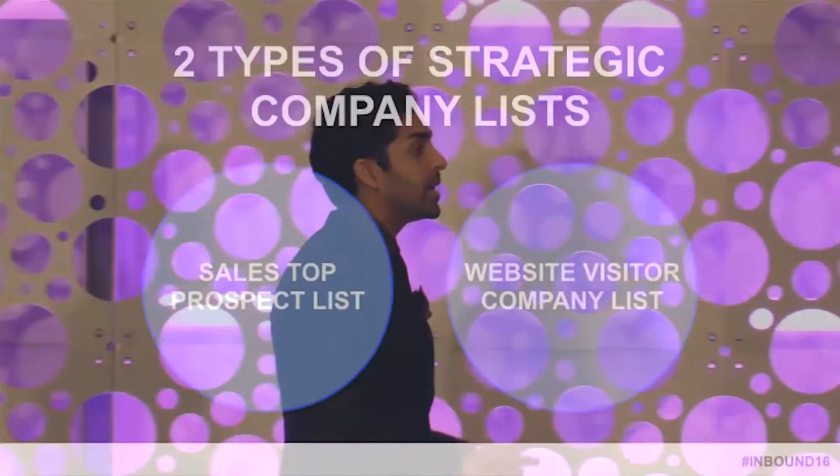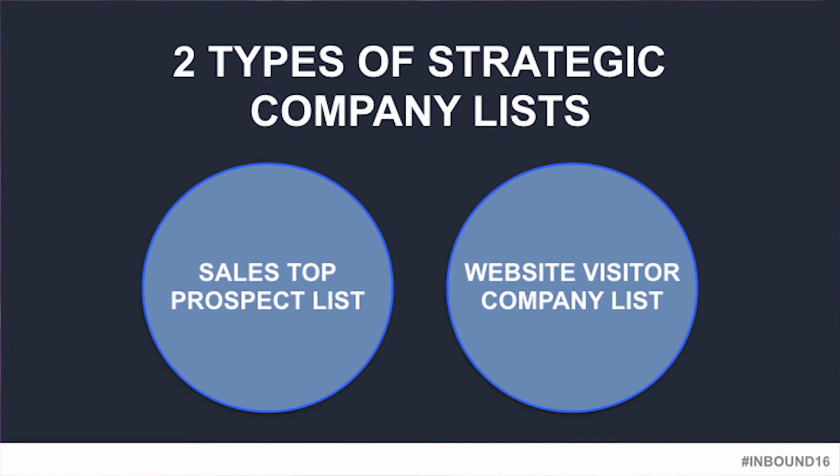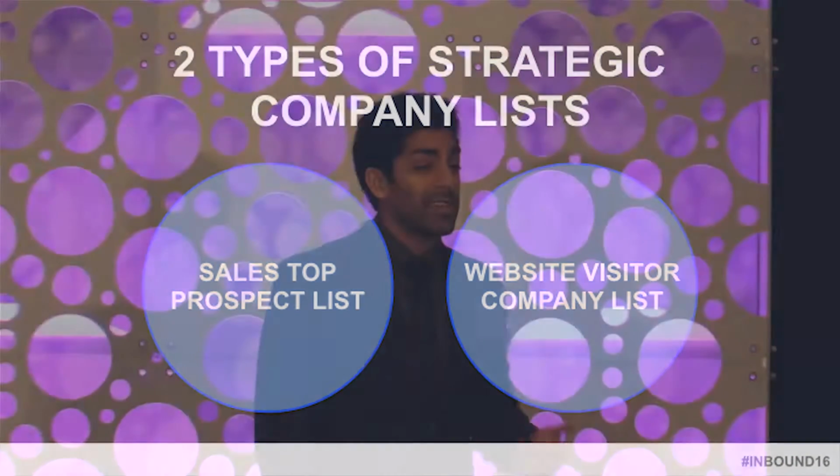The second here is the website visitor company list. So this is a list of people who don't show any intent, really. They simply come to your site, and then they leave, right? But you wish there was a way to actually capture those companies and try to do things like account-based marketing or start to target them at large. And so these are the 2 different company lists, and we're going to show you how to actually use them.